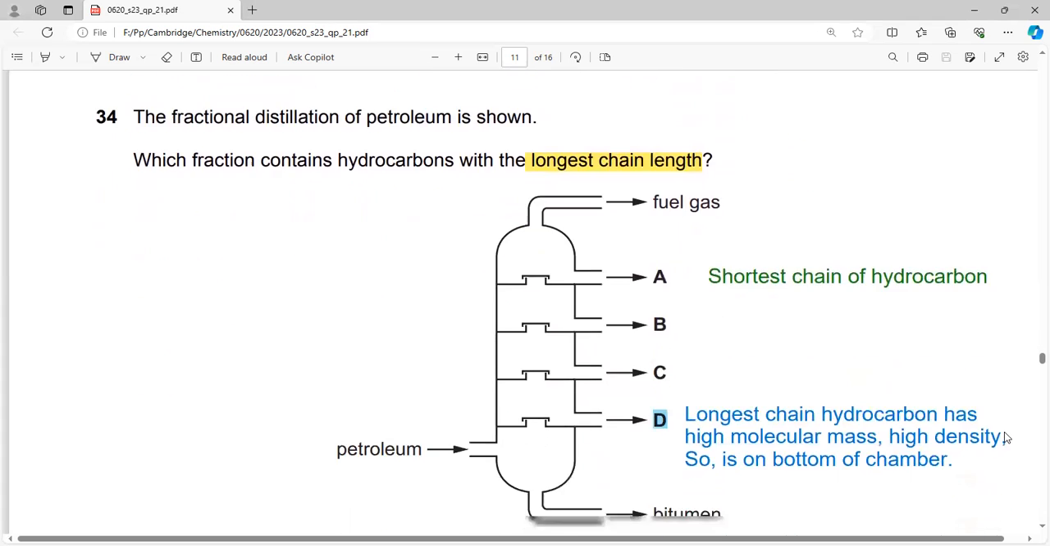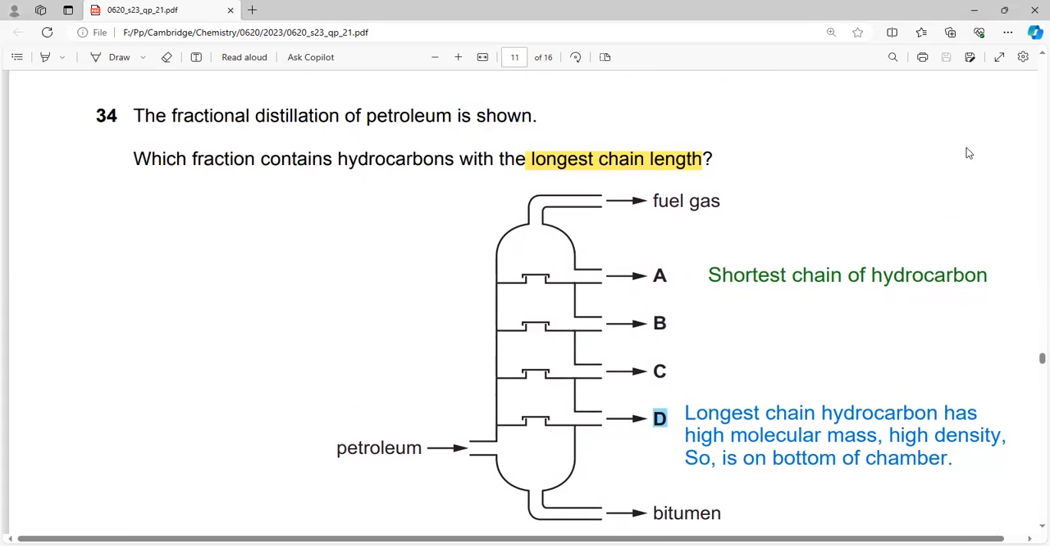Question number 34. The fractional distillation of petroleum is shown there. Fractional distillation is where we separate different organic molecules on the basis of their difference in boiling point. If the organic molecule has a low molecular mass or a short hydrocarbon chain, it has a low density and a low boiling point, and it will boil first. So it will get separated from the others.